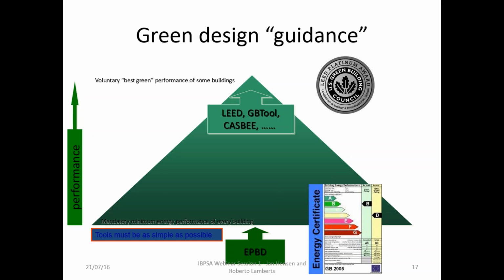And so in order to raise the lower bar, the tools which are needed there must be as simple as possible. Can be simple building regulations, but nowadays more and more you see simulation being incorporated, or simulation is actually used to develop these simple tools. If you go to the higher performance, we can accept much more complex tools. And here it's mentioned LEED and GBTool and CASBEE, but also there we find that many more simulation tools are actually used.